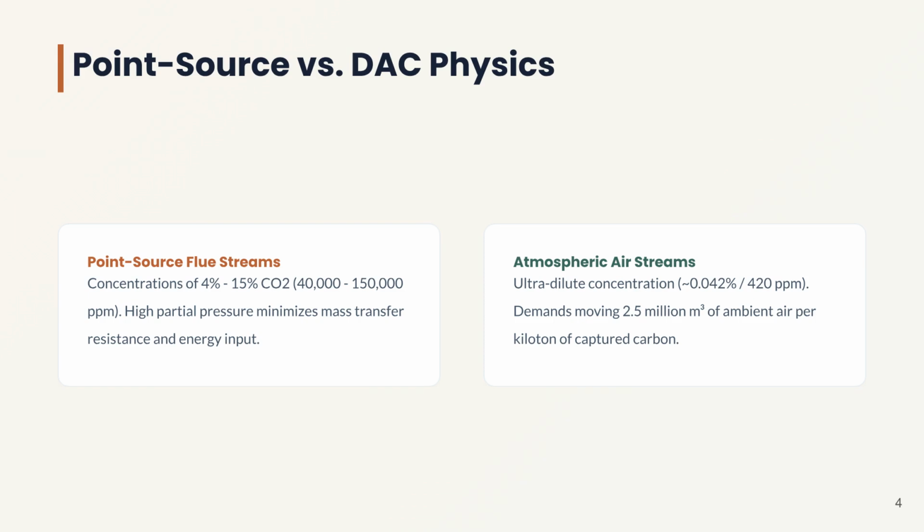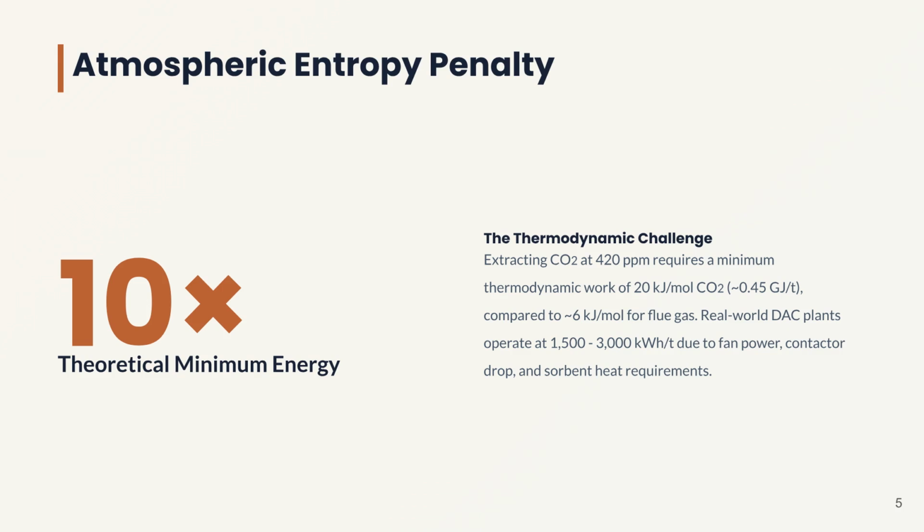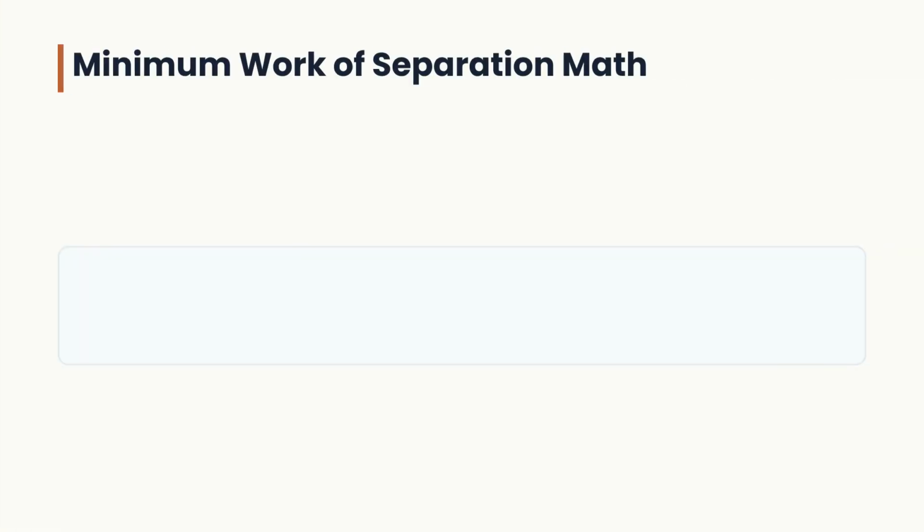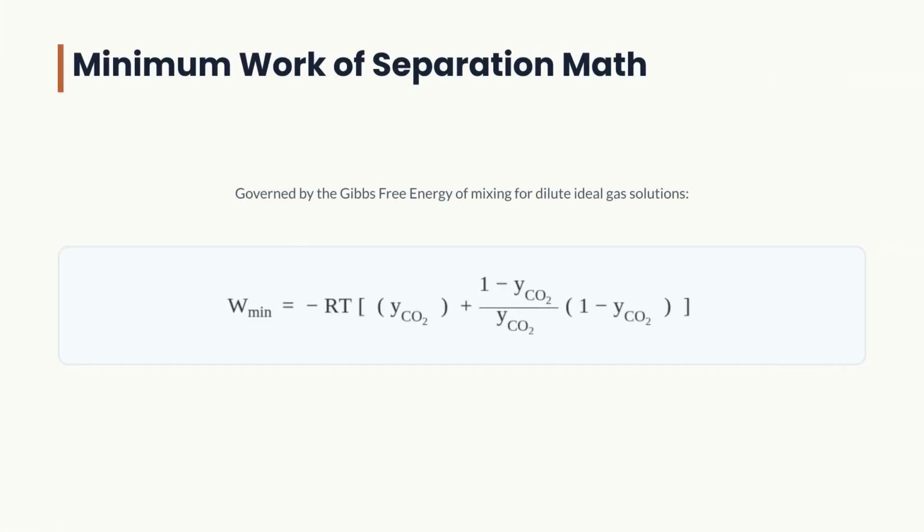Point source streams have much higher concentrations, while atmospheric streams are ultra-dilute, requiring massive air movement. The "atmospheric entropy penalty" describes why extracting CO₂ from the air is so energy-intensive. It requires significantly more thermodynamic work than flue gas, often 10 times the theoretical minimum. This equation illustrates the minimum work of separation, governed by the Gibbs free energy of mixing for dilute ideal gas solutions. Dilution directly influences thermal regeneration limits.